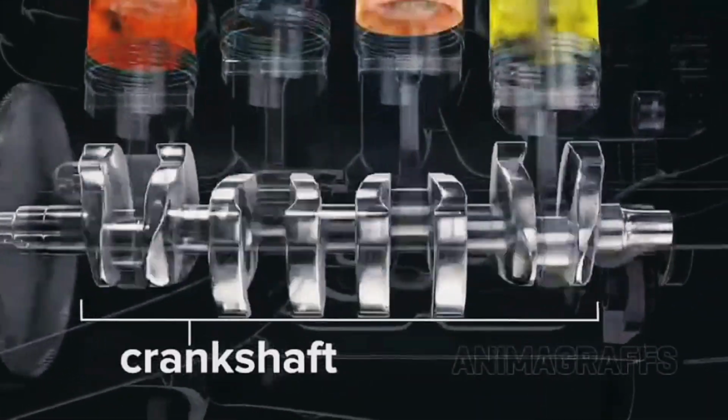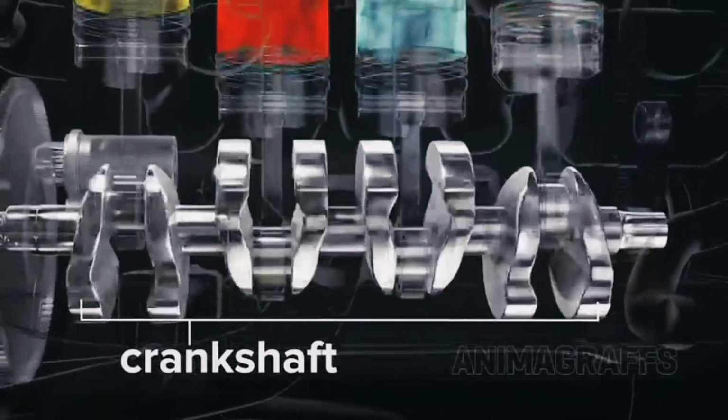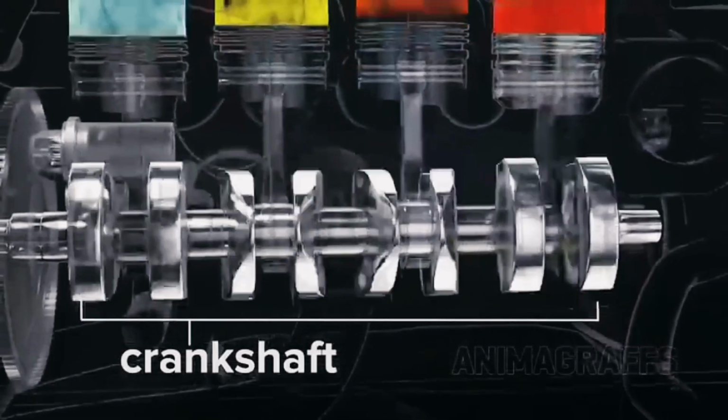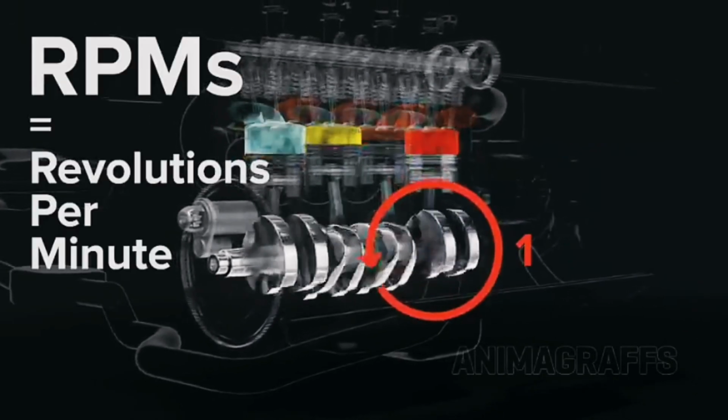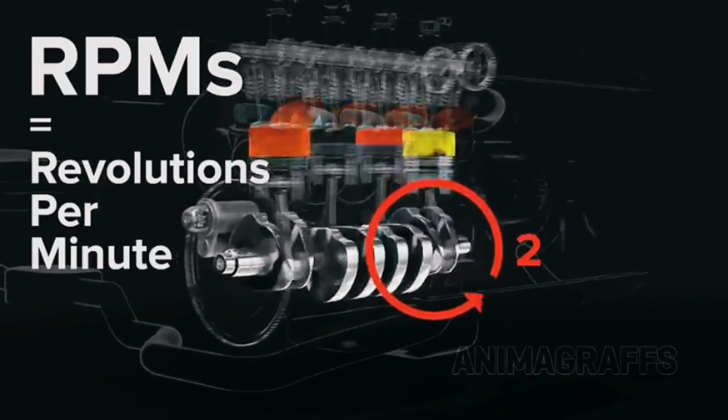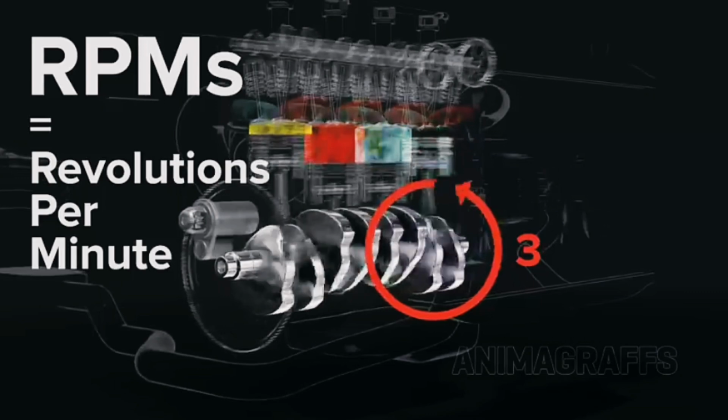The crankshaft translates piston power out of the engine. It has counterweights to balance against the pistons for perfectly smooth revolutions. This is what RPM means. We're counting the number of full crankshaft revolutions per minute.